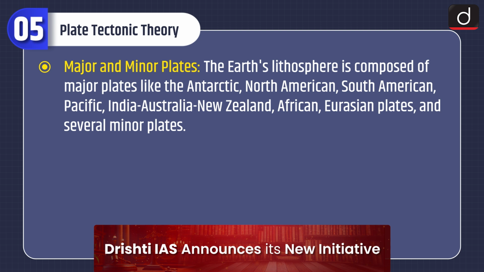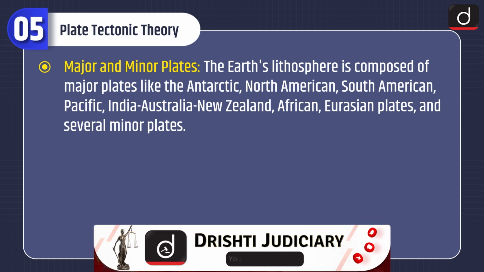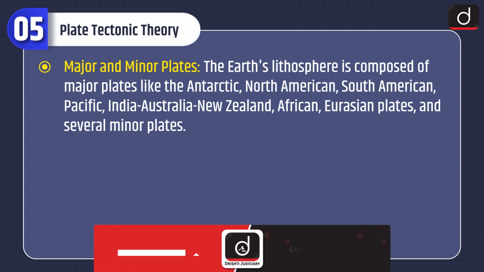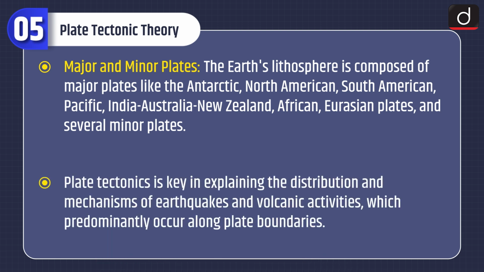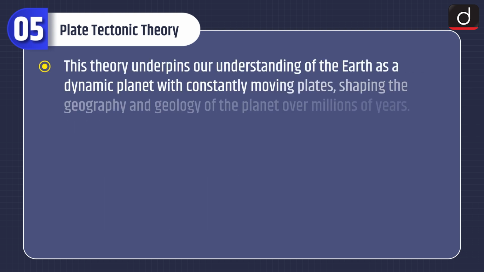Major and minor plates. The Earth's lithosphere is composed of major plates like the Antarctic, North American, South American, Pacific, India, Australia, New Zealand, African, Eurasian plates, and several minor plates. Plate tectonics is key in explaining the distribution and mechanisms of earthquakes and volcanic activities, which predominantly occur along plate boundaries. This theory underpins our understanding of the Earth as a dynamic planet with constantly moving plates, shaping the geography and geology of the planet over millions of years.